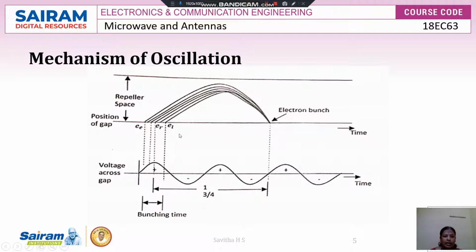Now these electrons, namely EE, ER and EL, reach the gap at the same time, forming an electron bunch that you can see in the diagram. This is the electron bunch. This traveling time is called the transit time, which would give an optimum value.